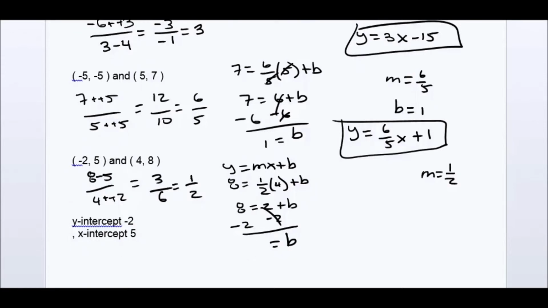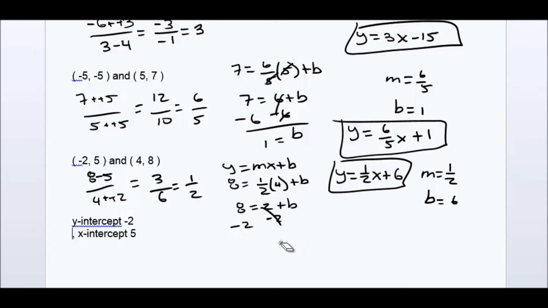And b is equal to 8 minus 2, which is 6. So b equals 6. So write your equation: y is equal to 1/2 x plus 6. You're finished. Let's go ahead and make some room. Let me erase this.